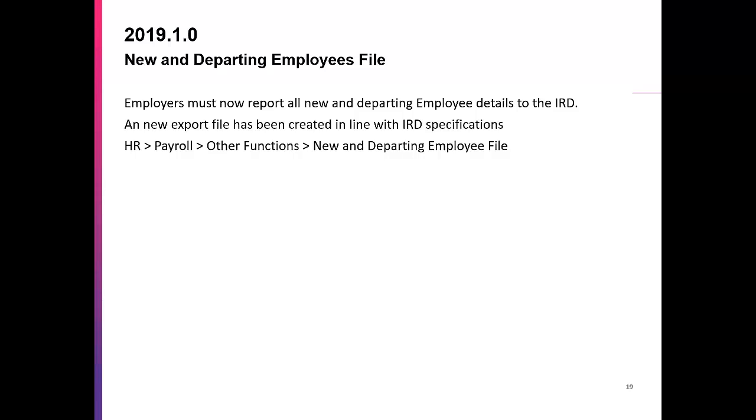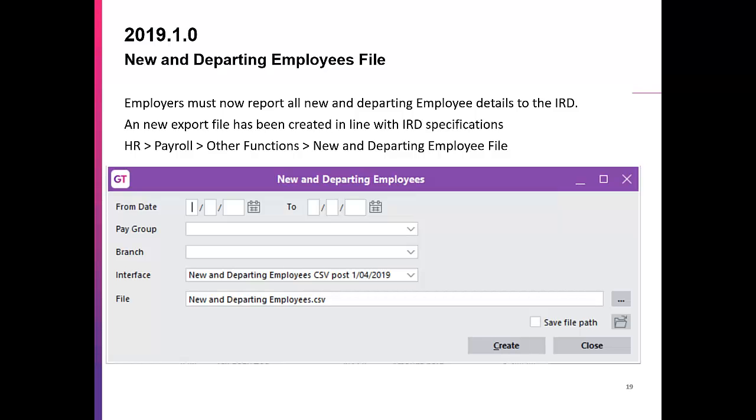So under HR, Payroll, Other Functions, New and Departing Employee file, you put a date range in. Again, the interface is fine, you won't need to change that, and that's the file that you're going to export. You create it.